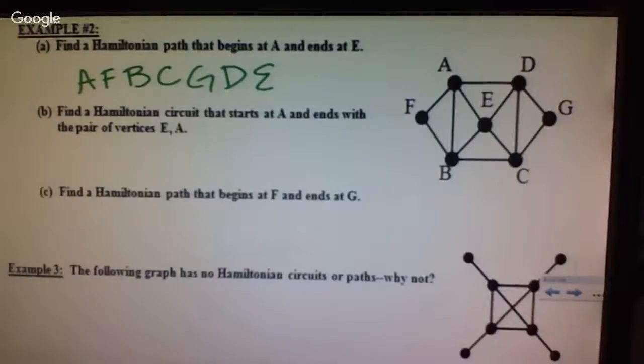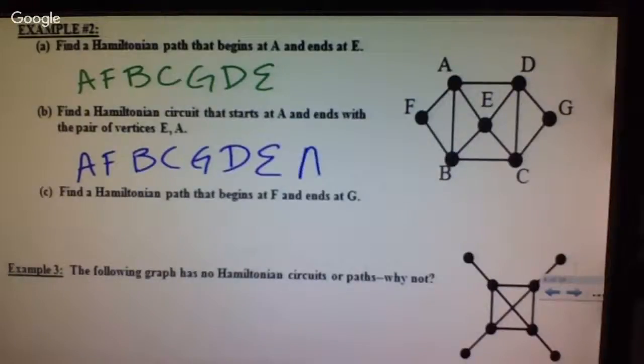Take a look at B. Find a Hamiltonian circuit that starts at A and ends with the pair of vertices E to A. It's the same as the first one. But now, instead of stopping at place E, I'm going back home. I'm taking that extra trip back home. So again, if I have a circuit, I will always have a path. If there is a circuit there, there will always be a path. You just stop before you go home. You spend the night with your BFF.